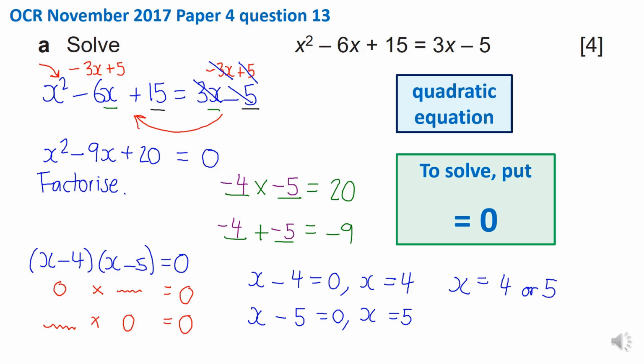How are the marks distributed? If you got the simplified quadratic equal to 0, it was 1 mark. For correctly factorizing the equation, it was 2 marks. And for the final answer, it's 1 mark. So 4 marks altogether. And that's the end of the question. We can move on to part B.